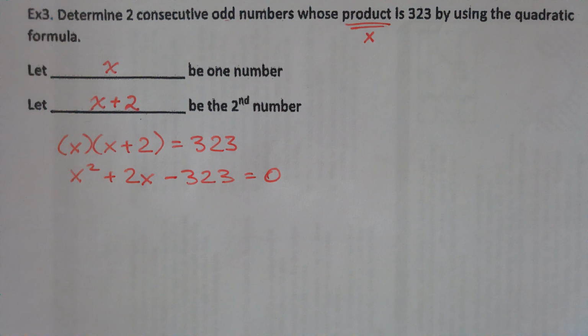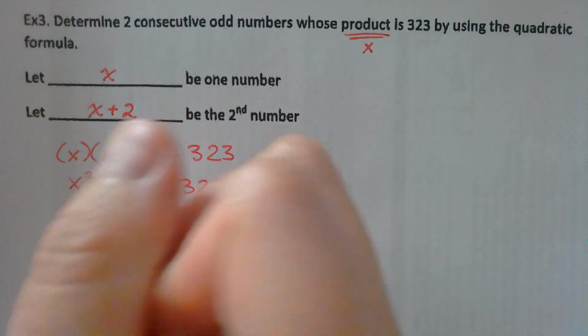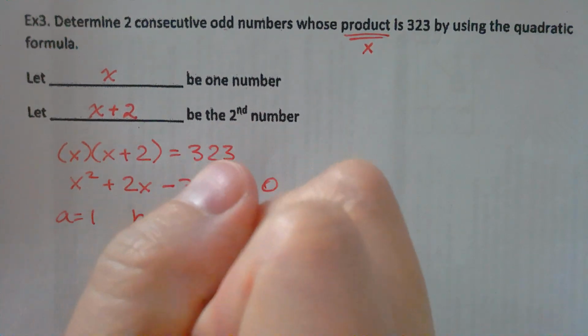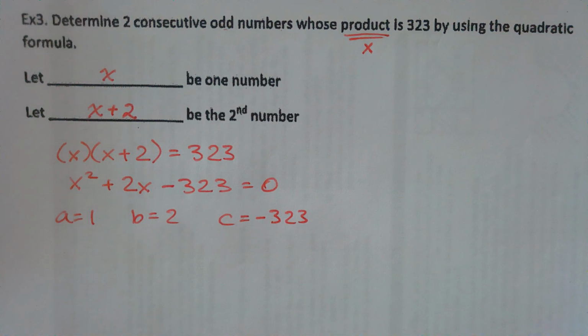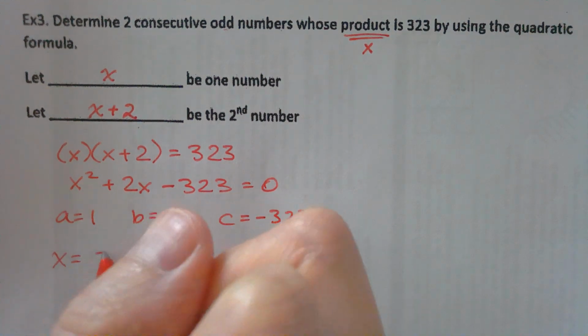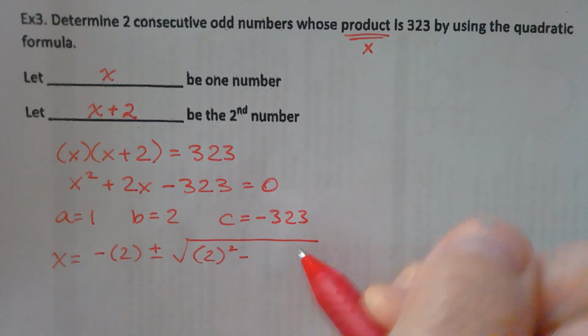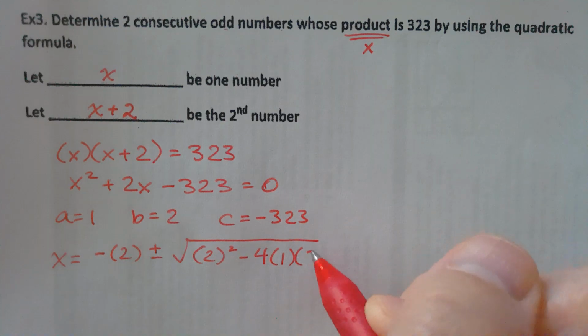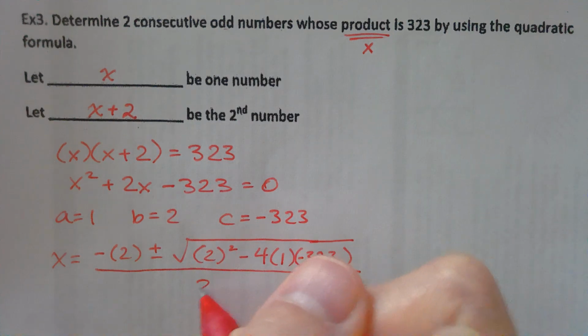What are we trying to solve for here? Are we trying to solve for x or solve for y? X. So we should use quadratic formula. It actually even says in here. Okay, so a is 1, b is 2, c is negative 323. By now, you guys should be very good with this. So x equals negative b plus or minus the square root of b squared minus 4ac, all over 2a.